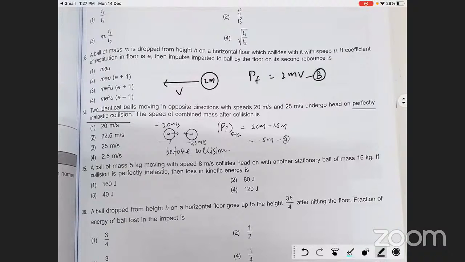By conservation of momentum, 2mv must be equal to minus 5m. The m gets cancelled, so v is equal to minus 5 by 2. This means the velocity is minus 2.5 meter per second. The minus sign represents the left-hand side, in the direction of the second ball, which is moving with a speed of 4 meter per second.